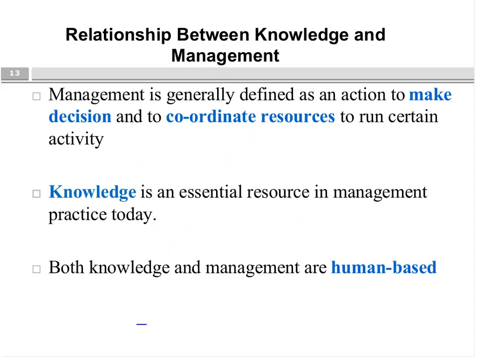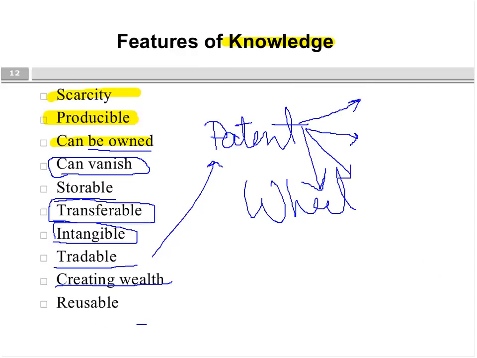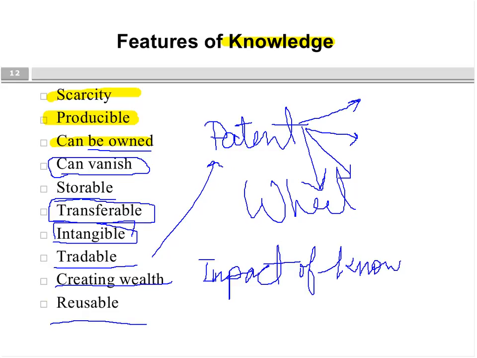So the relationship: knowledge is intangible, but when you turn your knowledge into material, like you have certain knowledge in your brain of how to build a wheel, of course the knowledge itself is intangible, but when you build the wheel it becomes tangible. So the impact of knowledge can be tangible.